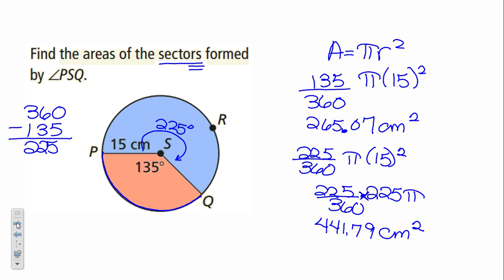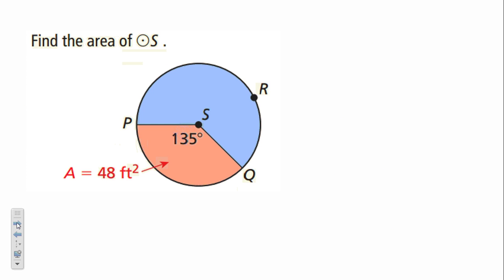All right, next example is going to ask us to go backwards. We're going to have the area of a sector, and we want to find the area of the whole circle. So they've given us the area of the orange figure, and we want to know what's the area of the whole circle.